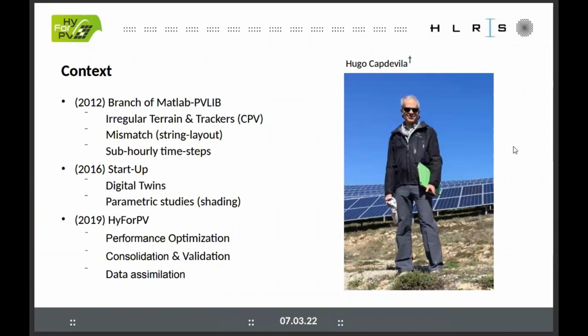A bit of context before, so that you understand part of the implementation choices. I started working on this project in 2012 as part of my master thesis. Hugo Capdevila, who was a consultant at the time, wanted to simulate plants with irregular terrain. And he was modeling some CPV trackers that were not rectangular, so he couldn't do it. He was concerned also about mismatch because back then PVC5 didn't have this detailed mismatch calculation. And even back then, he wanted to go beyond hourly intervals.